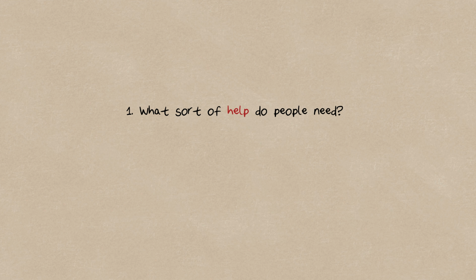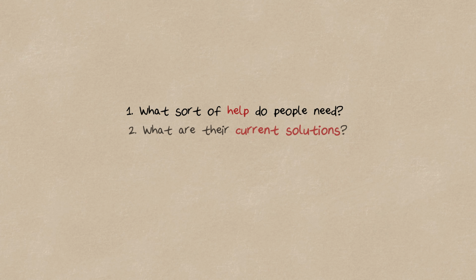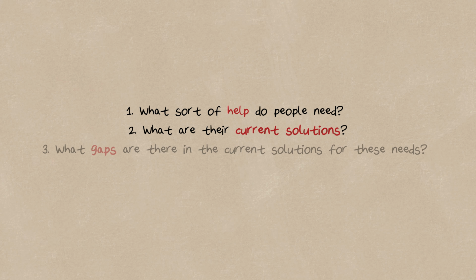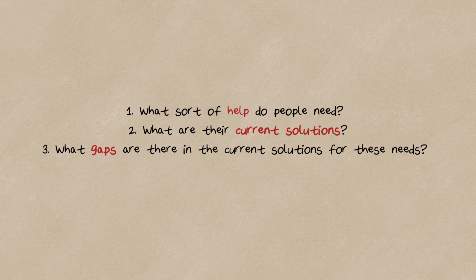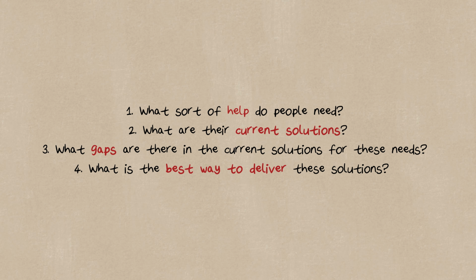Once you've done that, you have to identify what the right solution for this problem is. So what sort of help do people need? What are their current solutions? What gaps are there in the current solutions for these needs? And what is the best way to deliver these solutions?